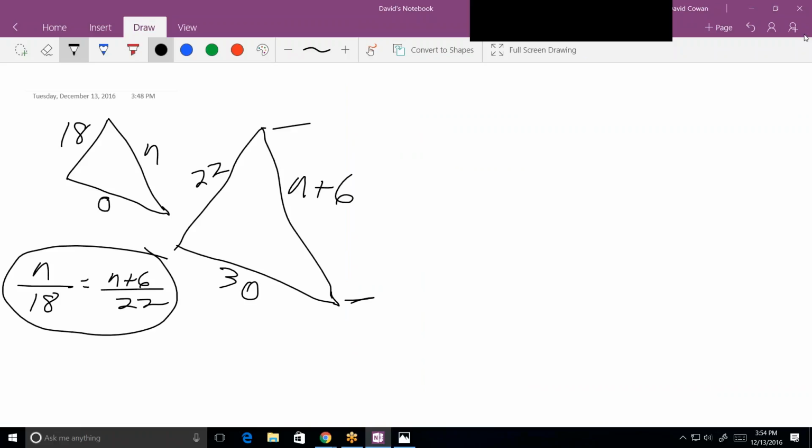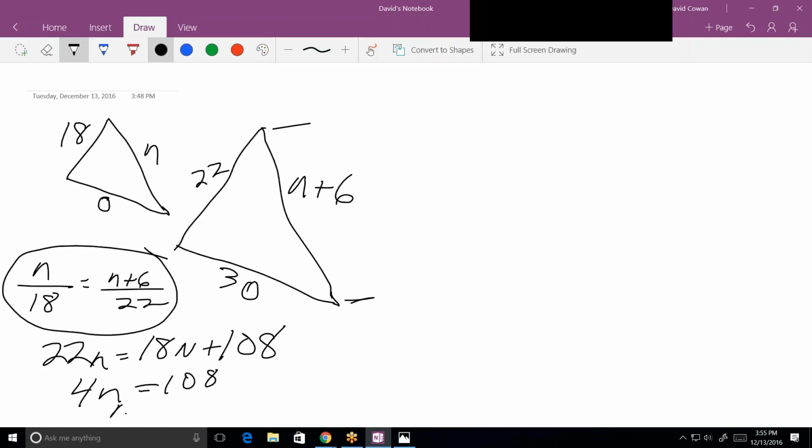I have circled, solve that for n. Well, step by step. So it would be 22n equals 18n plus 108. So you got 4n equals 108, n equals 27.